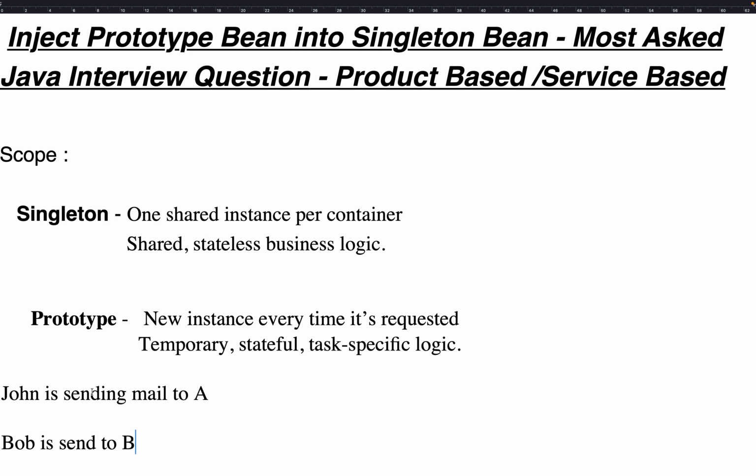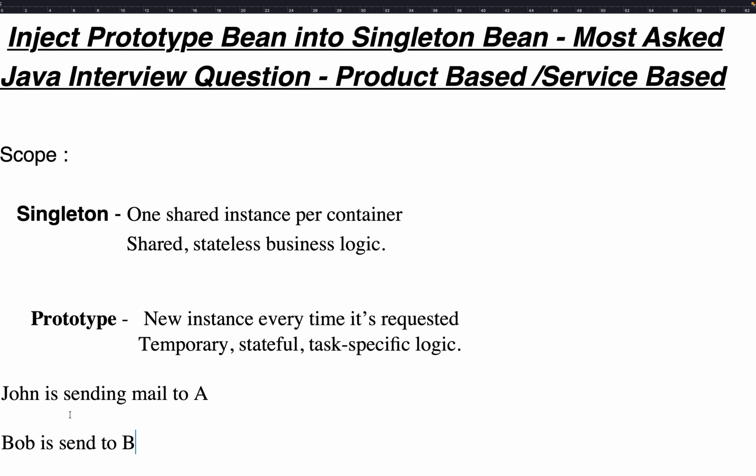So there is a single object, and at the same time John is trying to modify this mail, and Bob is also trying to modify the same bean. That can be a problem of data inconsistency, and if you're using threads there, it becomes more complex. To avoid this problem, where both are trying to modify the same object, not the same mail, because the mail can be different. So that is the scenario we are covering.